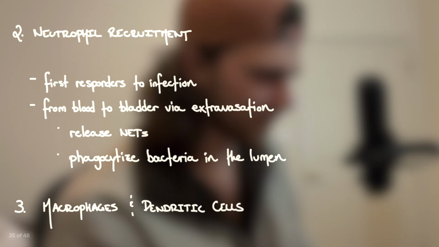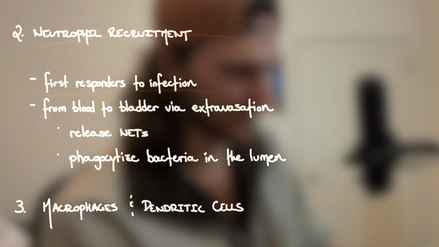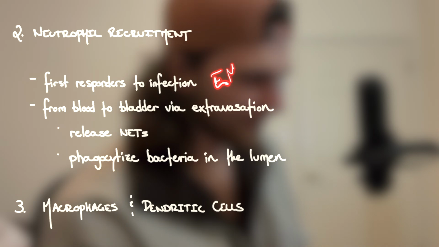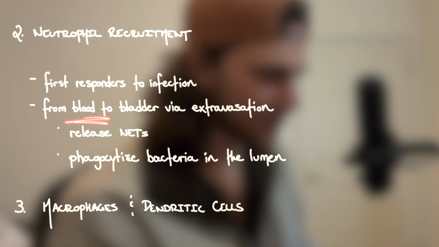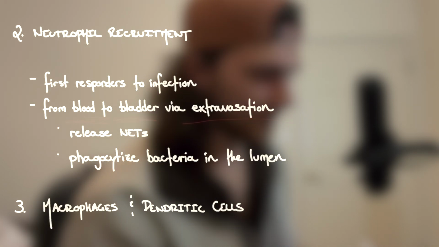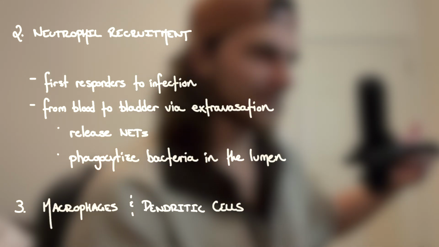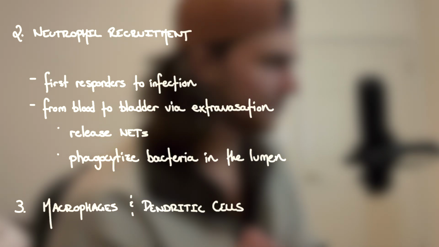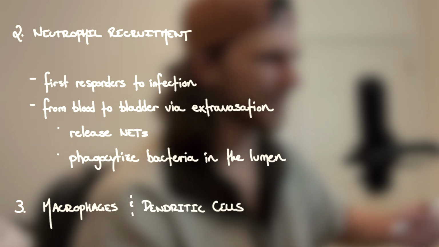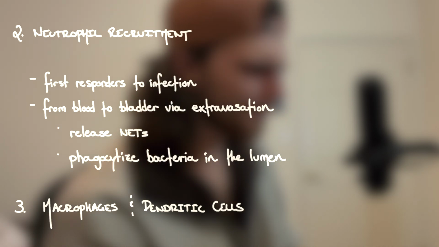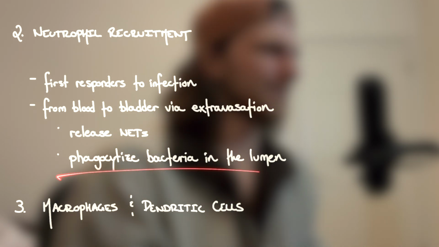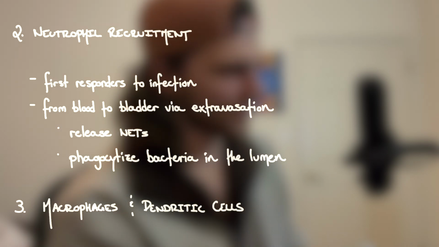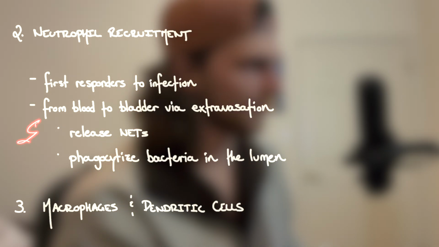Neutrophils come in, first responders to infection, our EMTs, from blood to bladder via that extravasation process that we talked on. And once they get to the site of infection, we're going to release a bunch of those nets, those neutrophil extracellular traps, and we're going to phagocytize any bacteria that we come across. So just doing neutrophil things here.